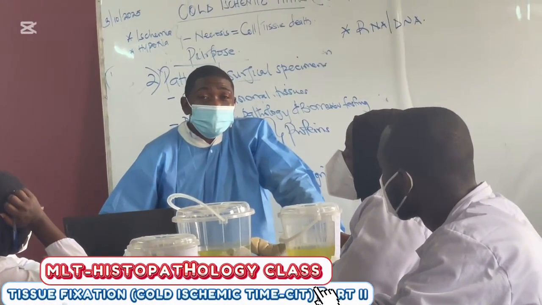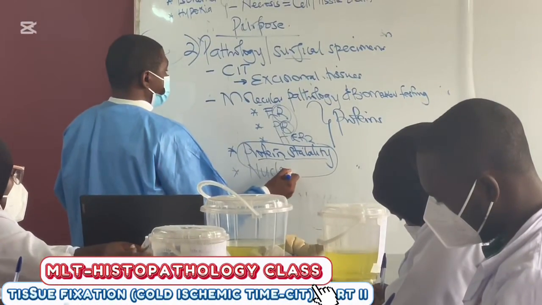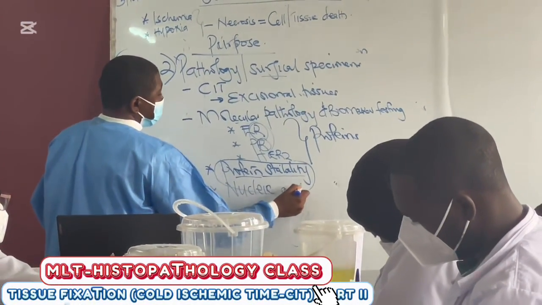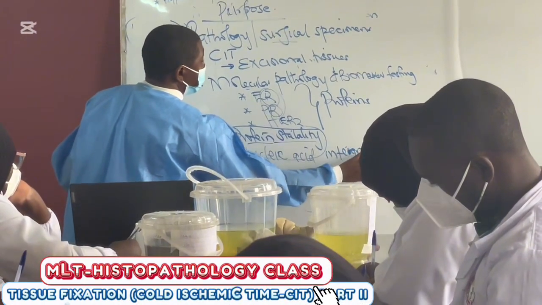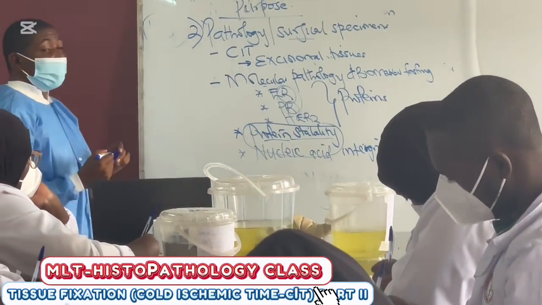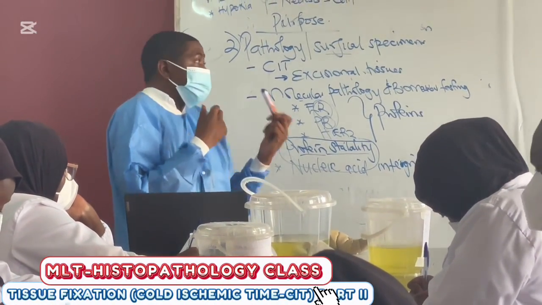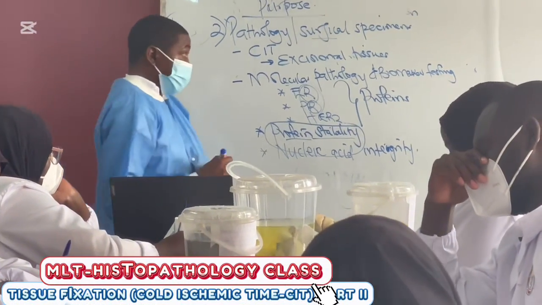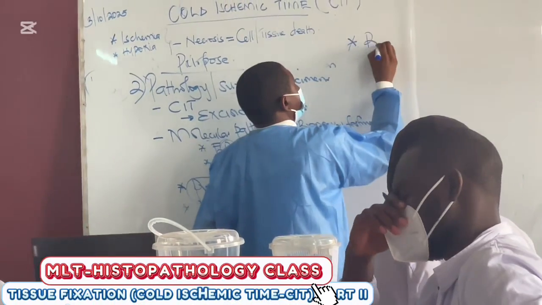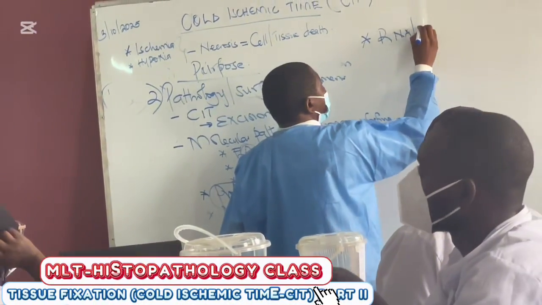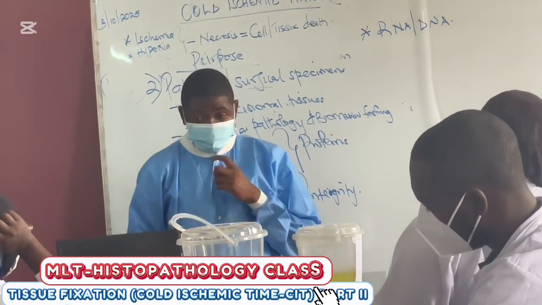So if tissue remains too long without fixation, proteins begin to degrade or undergo post-translational modifications. For example, phosphorylation, dephosphorylation, or cleavage. This leads to weak, patchy, or false negative immunohistochemistry staining. For example, estrogen receptor and progesterone receptor can appear falsely negative if CIT is greater than 1 hour.